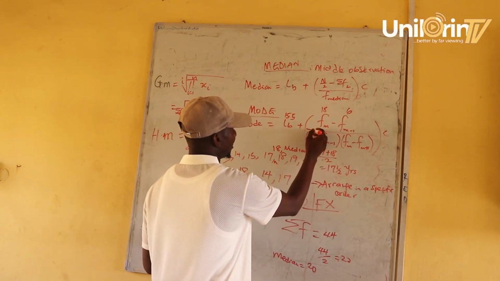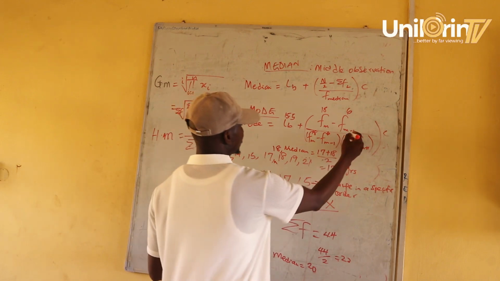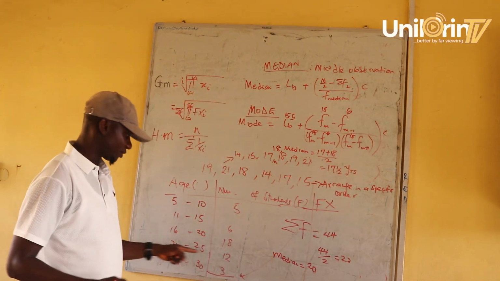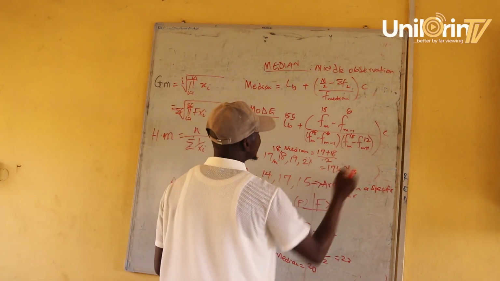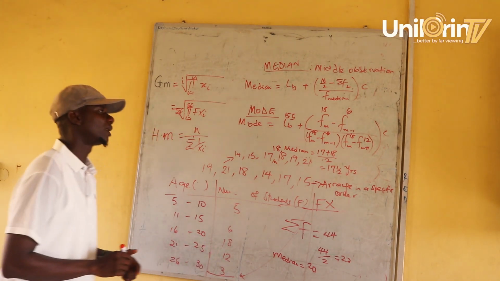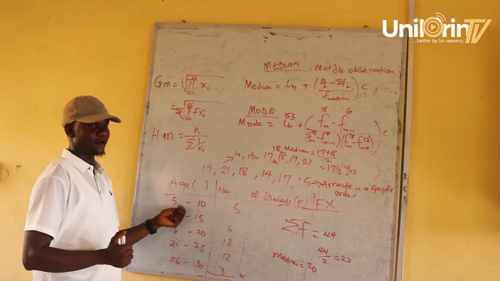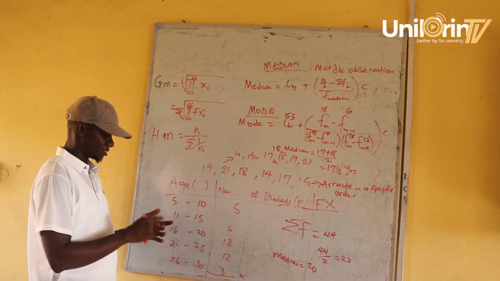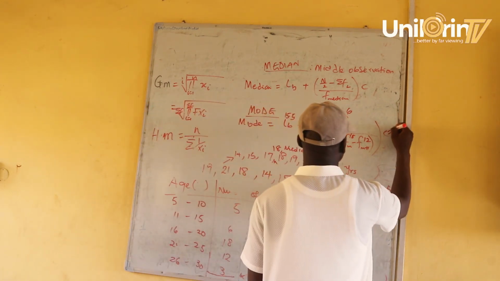So the same thing here, 18, 6. Then in this one too, 18 again. Fm plus 1 is the frequency of the class after the modal class, which is 12. C is the class width. To obtain class width, remember from 5 to 10 you have 6 observations. If it is confusing, count it: 5, 6, 7, 8, 9, 10, that is 6. So your C is 6.